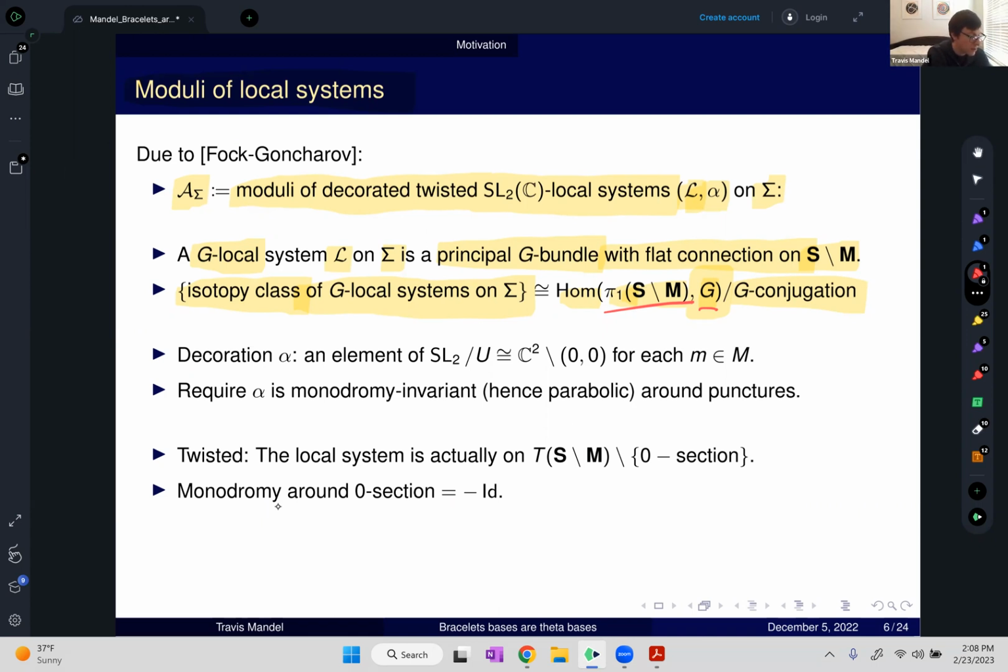So let's see. These are where an SO2 local system is. What about decorated and twisted? So the decoration, that's this part alpha here. The decoration alpha is a choice of an element of SO2 mod U. So U is a choice of a unipotent subgroup. So we can just take U equals (1, star; 0, 1), a choice of maximal unipotent subgroup.